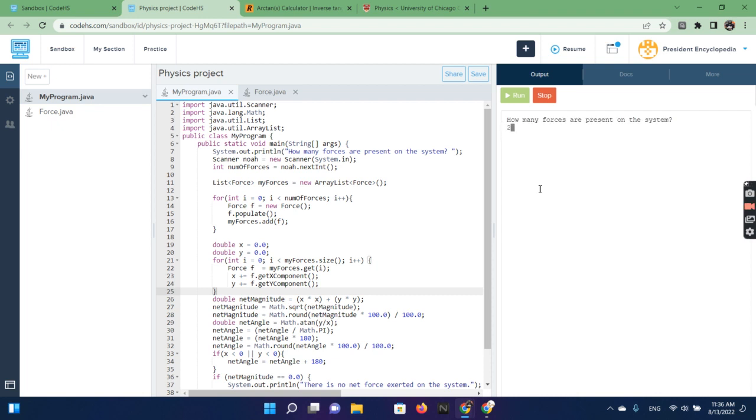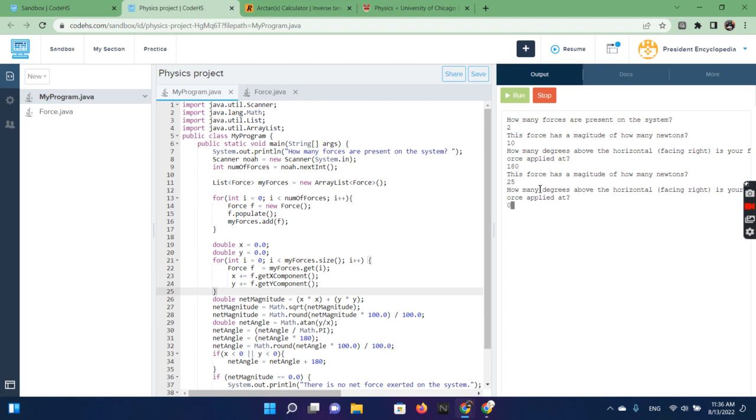I'll keep it basic. I'll say 2. This force has a magnitude of how many newtons? So it's asking about the first force. I'll say 10. Horizontal, facing right, how many degrees? I'll say 180. Next force, I'll say 25. And just to keep this simple, I'll say 0.